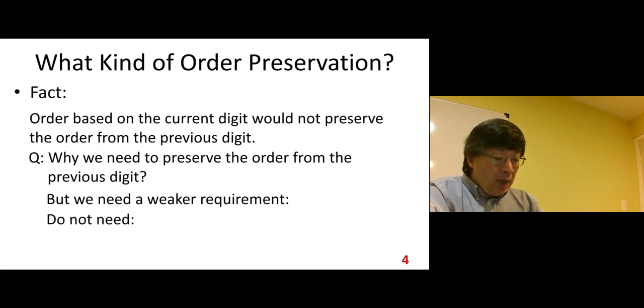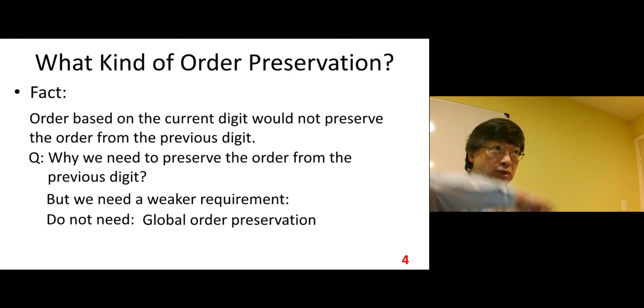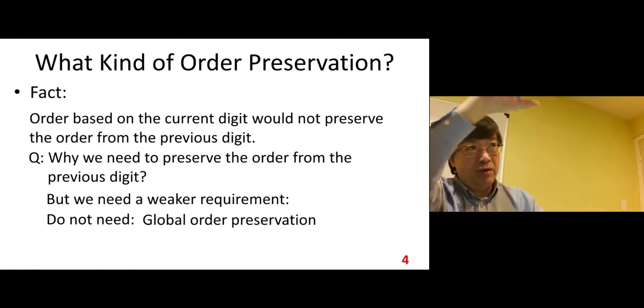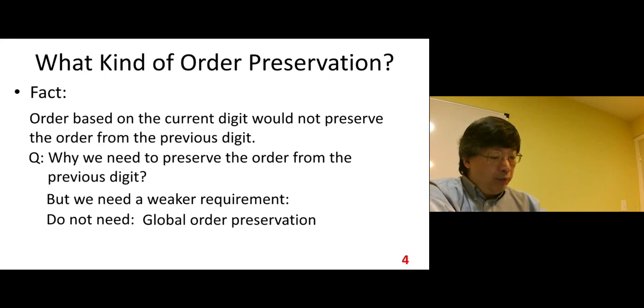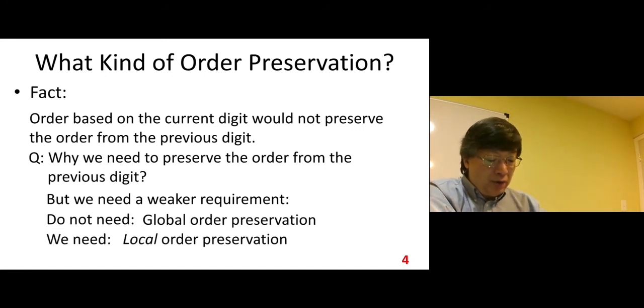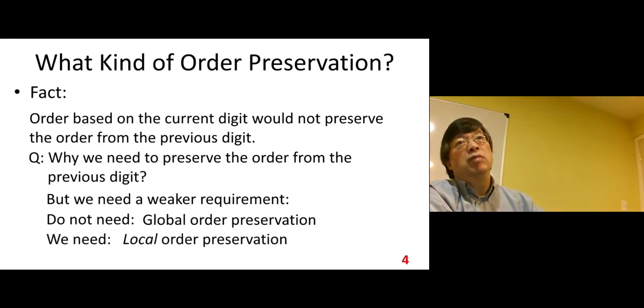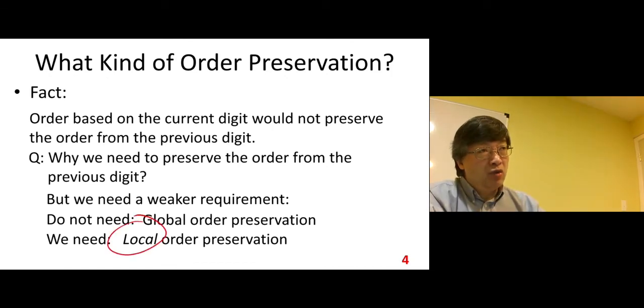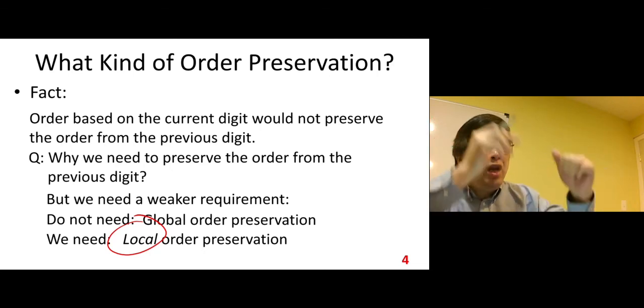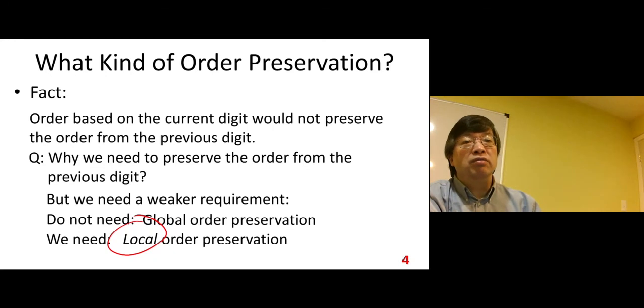We do not need global order preservation. Global: whole array, previous order, the whole preserved. No, we cannot. That's the global preservation. We don't need it. Too strong. We just need local order preservation. Local, what do you mean local? We make our requirement weaker, but what's the meaning of local order preservation?